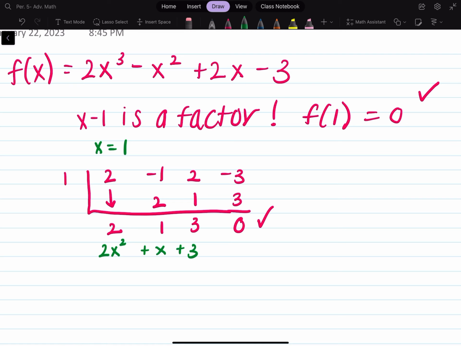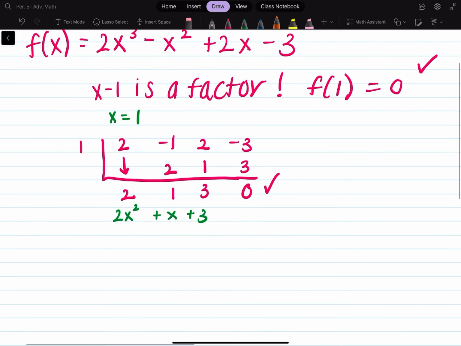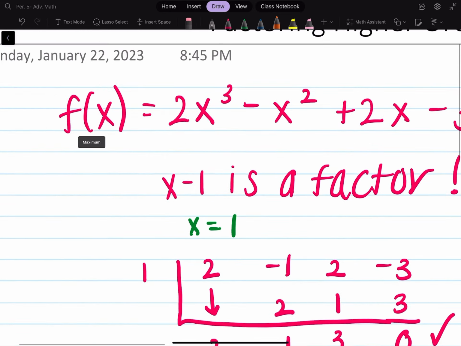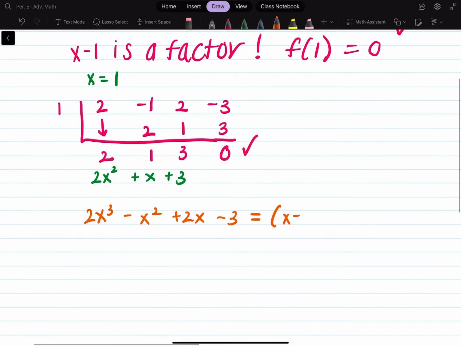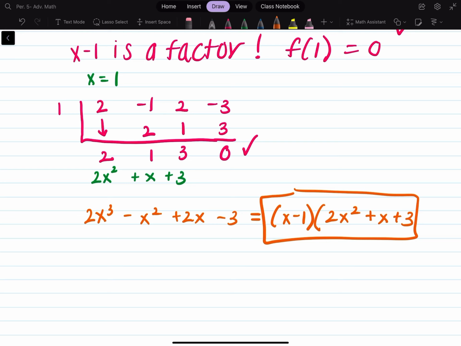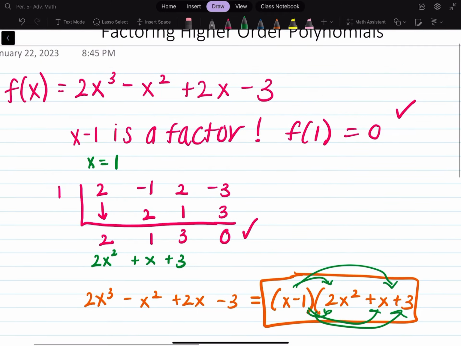So if I was asked to completely factor out the original polynomial, you can say that 2x cubed minus x squared plus 2x minus 3, in factored form, is equivalent to x minus 1 times 2x squared plus x plus 3. We went ahead and took our original polynomial and factored it using the factor theorem and some synthetic division. You have my word, if you were to FOIL this out and combine your like terms, you would get the original polynomial.